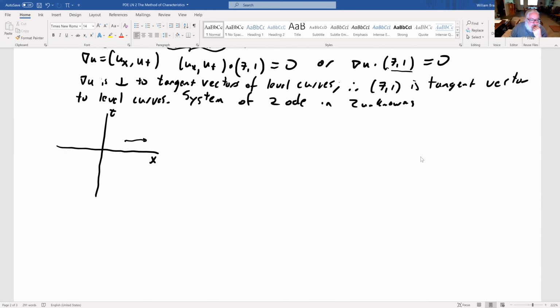So (7, 1), so that's like this. We just have a field of these vectors. So what are the curves that are tangent to that? Well, those are these straight lines, although I'm not drawing them very well. We've got a constant vector. What are the curves that are parallel to a constant vector? Those are straight lines.